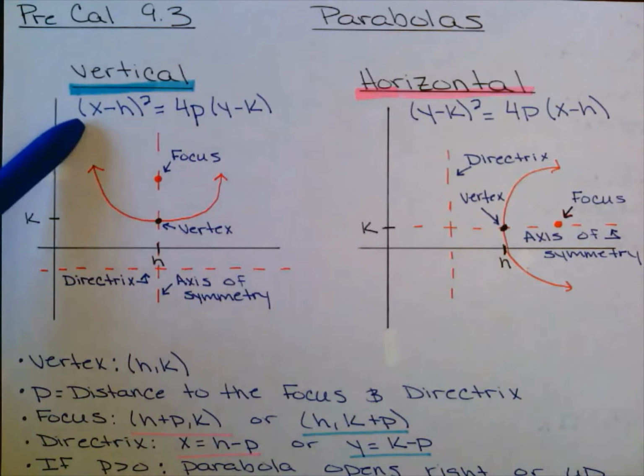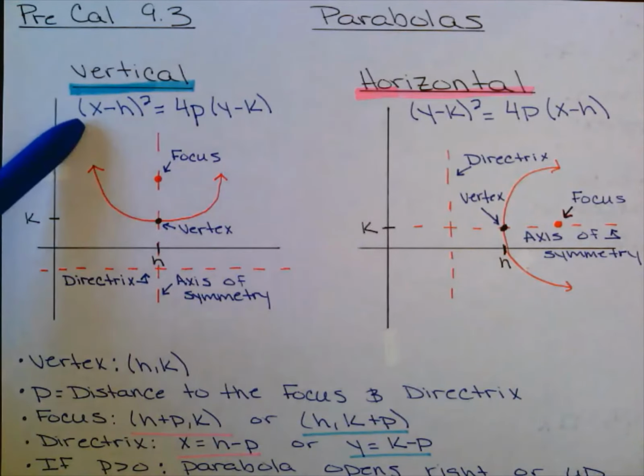Now, the distance to that focus is found by solving for p. In our equations, we're going to have an actual number here. Let's say if the number was 8, then p would be 2, because you divide by 4 to find that. And then we'd go 2 units inside the parabola to find the focus. And then you would go 2 units back to find this directrix.